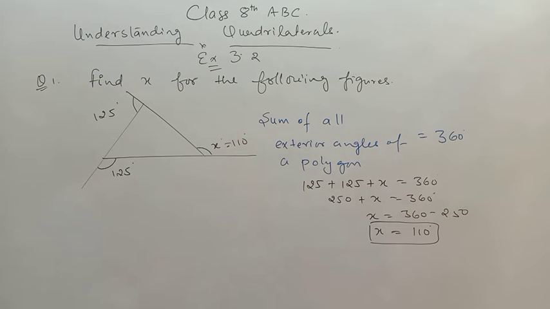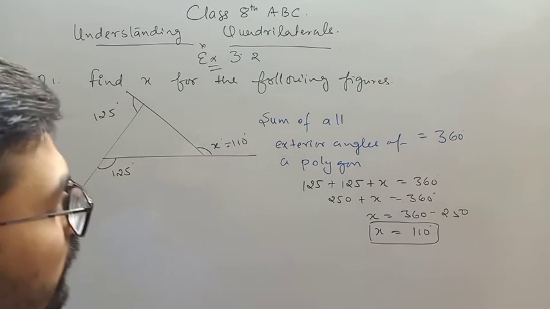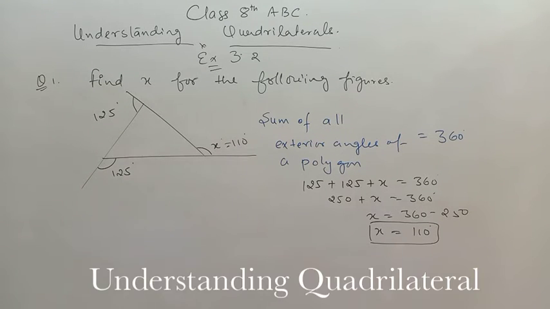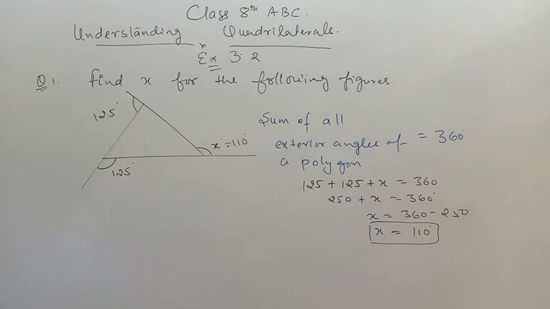So this is the first method. Please note it down fast. This is the first method where you use the property of exterior angles, the sum of all exterior angles. This question can also be solved using the formula sum of all interior angles equals 180 times n minus 2. I'll show how to solve this question.